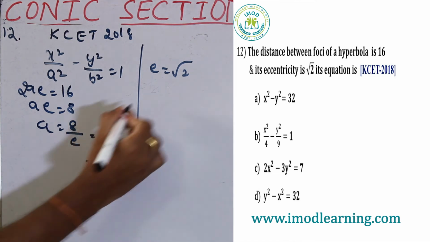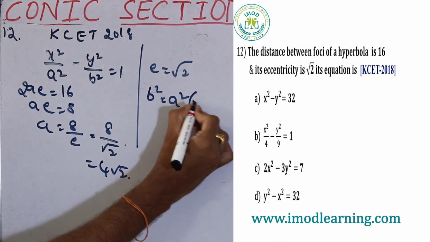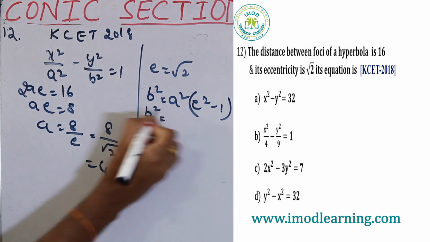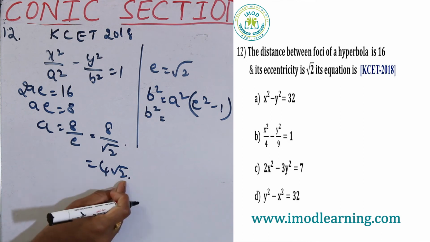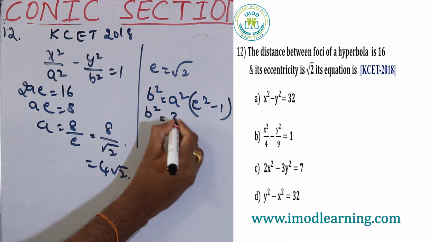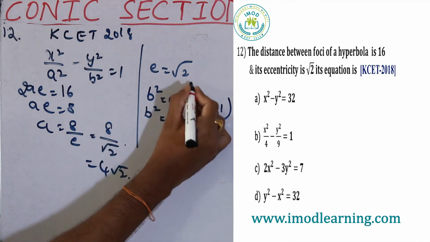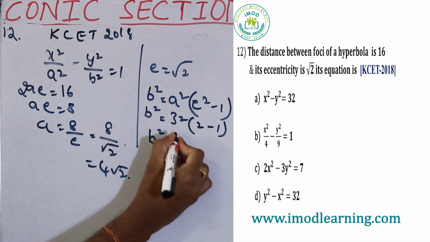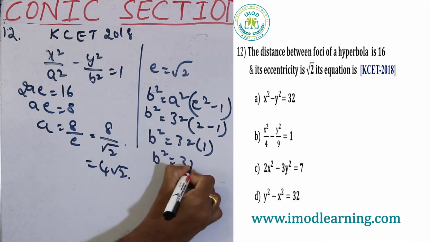So another thing, B square is equal to A square into E square minus 1. So for B square, keep it like that. A square, what do you get here? 4 square into 2, so 32. E square means root 2 squared minus 1. So B square is equal to 32 into 1. So b square is equal to 32.